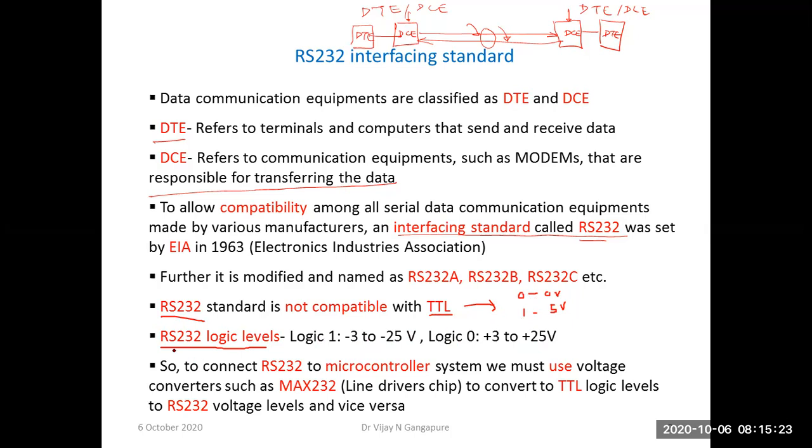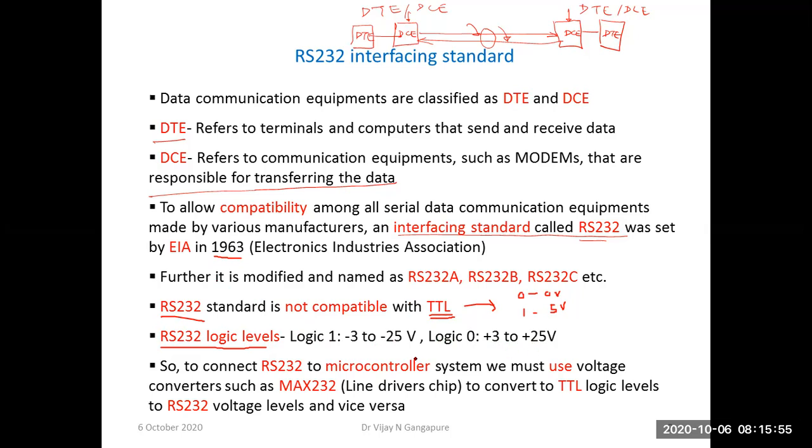But that is not the case in the RS232 standard, because RS232 was invented before TTL logic. The RS232 standard was introduced in 1963, and at that time there was no TTL standard. It was invented afterwards. So RS232 logic levels are -3 to -25 volt means logic 1, and +3 to +25 volts means logic 0.